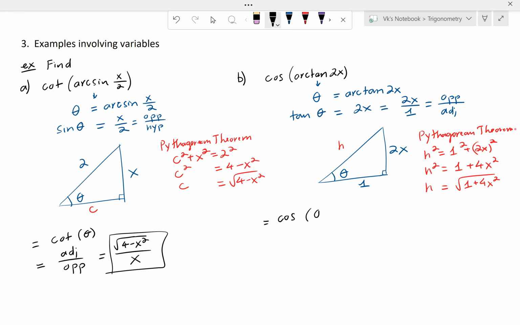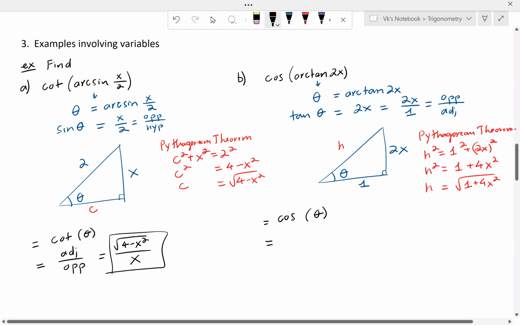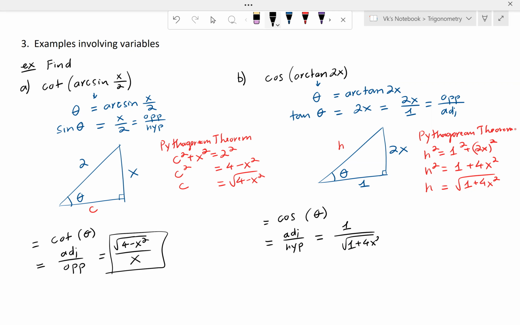Now cosine of the angle theta is, from the definition, adjacent over hypotenuse, which is 1 over root of 1 plus 4x squared.